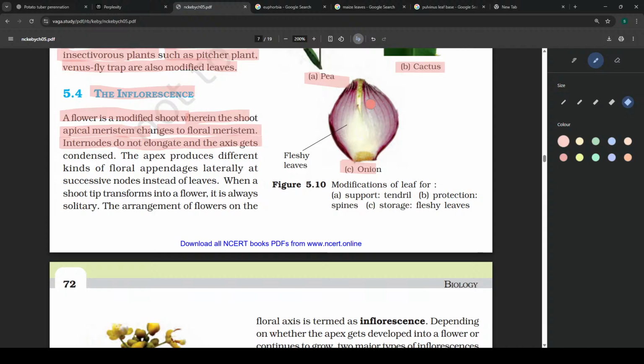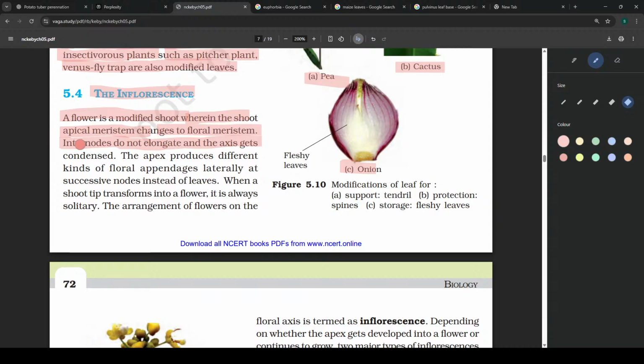Okay. The next main topic is inflorescence. What is the inflorescence? Let's read the paragraph first. A flower is a modified shoot. Okay, they are saying that a flower is a modification of the shoot. The shoot is modified and it will become the flower. This is not very obvious, but that is the case.